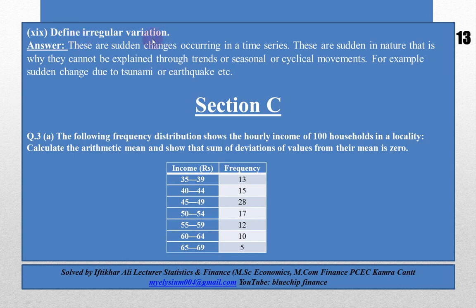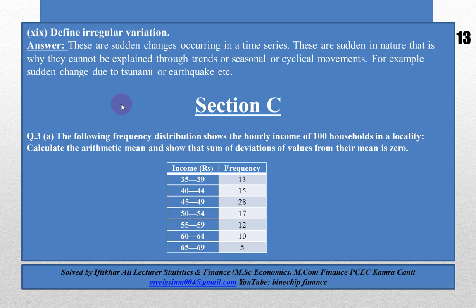Irregular variation: there are sudden changes occurring in a time series. These are sudden in nature, that is why they cannot be explained through trends or seasonal or cyclical movements. For example, sudden change due to tsunami or earthquake, etc. are an example of irregular variation.